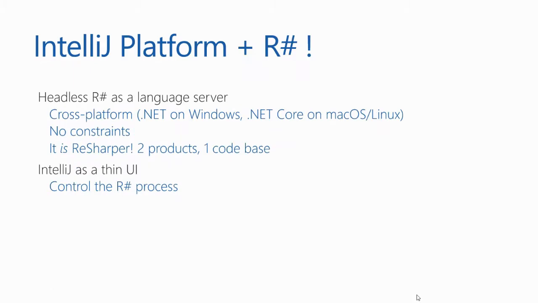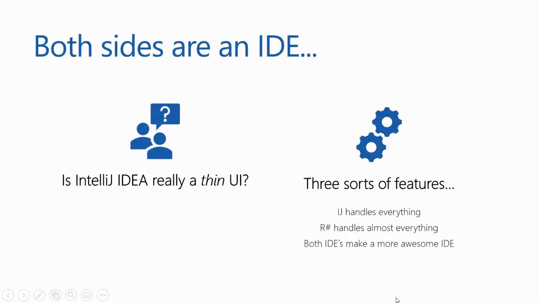Headless ReSharper as a language server for the .NET parts. Cross-platform could be .NET on Windows and .NET Core on macOS and Linux. No constraints for Visual Studio because we run in our own process. It can be ReSharper because we already had those abstractions, so it's really the same code base powering both ReSharper as well as Rider. And then on top of all that, we would plug IntelliJ as a thin UI controlling that headless ReSharper process. Awesome. Decision was made. We decided to build our own IDE.